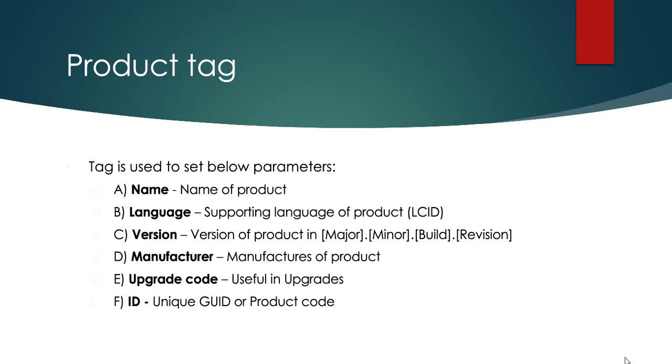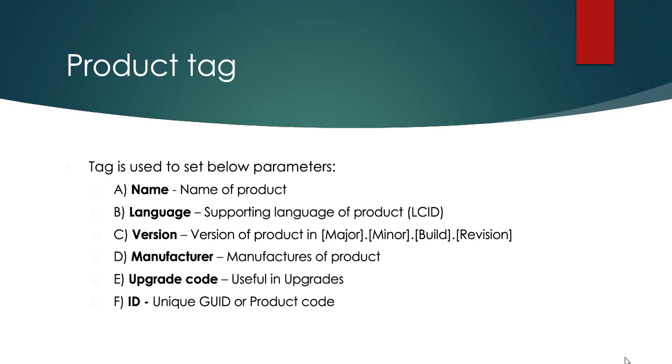The next property is Manufacturer. Manufacturer is the author of the product, which should be mentioned in this property. Upgrade code. Upgrade code is a GUID which will be helpful whenever one version of the product is being installed over another version. So this is helpful during upgrades. Upgrade code is a GUID which remains the same for all the updates that are done on a product. The next property is Id. Id is a GUID or product code which is unique for an installation. So every upgrade can have a different product ID, but it will have the same upgrade code.